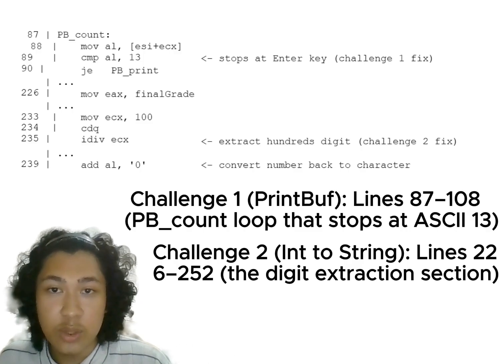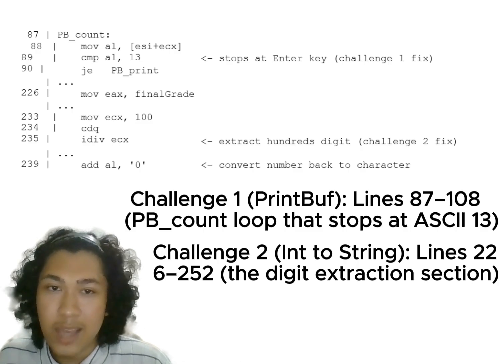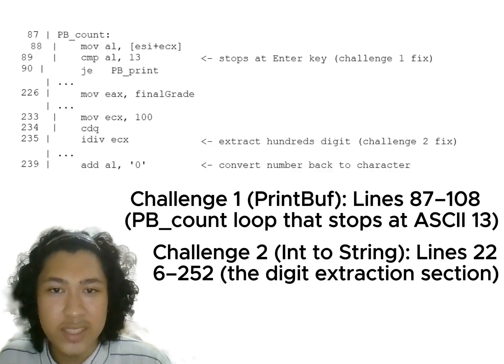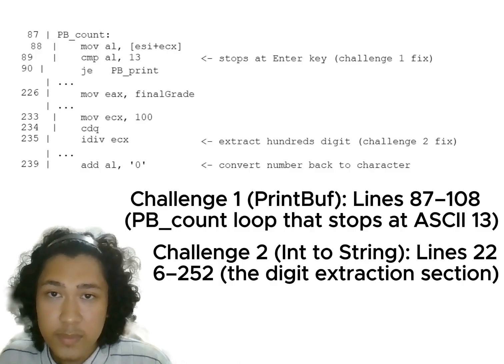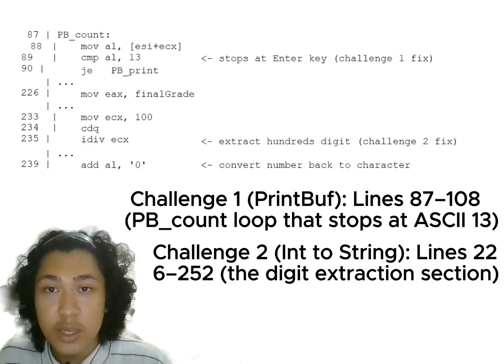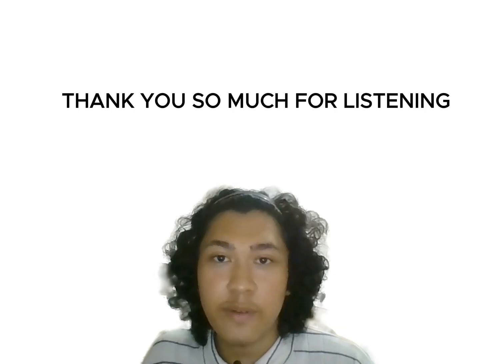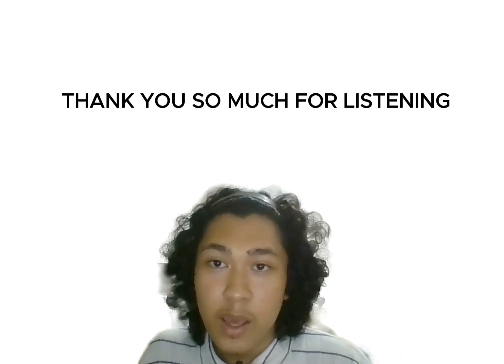The second challenge was converting the computed integer grade back to a printable string. I could not use any high-level conversion macros since they are not allowed. So I solved this by dividing the grade by 100 to extract the hundreds digit, then by 10 for the tens digit, and using the remainder for the ones digit, then adding ASCII 48 to each digit to convert it into a printable character.